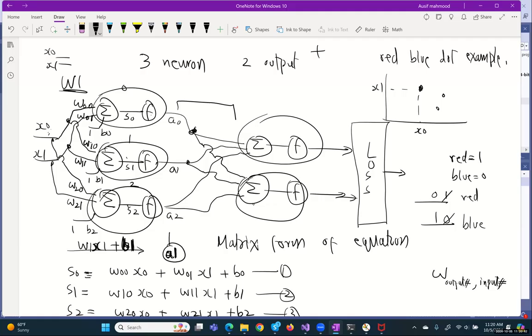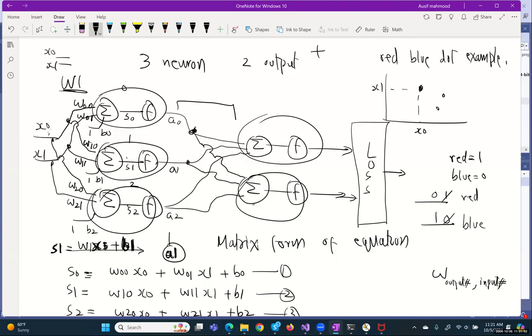So X, sorry, this is not x1. X is just the input. So this is what the equation will be, W1 x plus B1. And then A1 will be the activation applied to this S1 over here, as a bold vector, right?